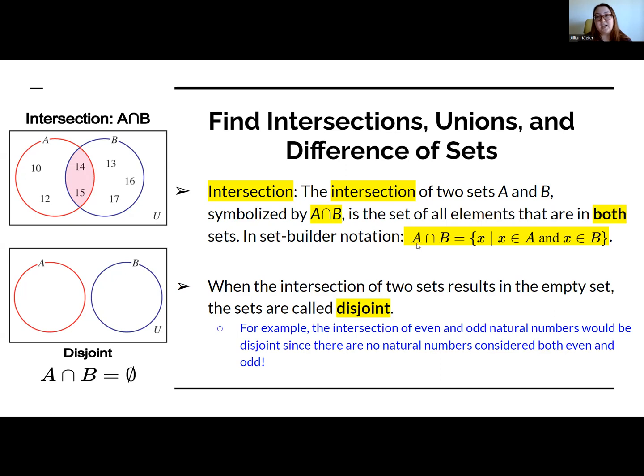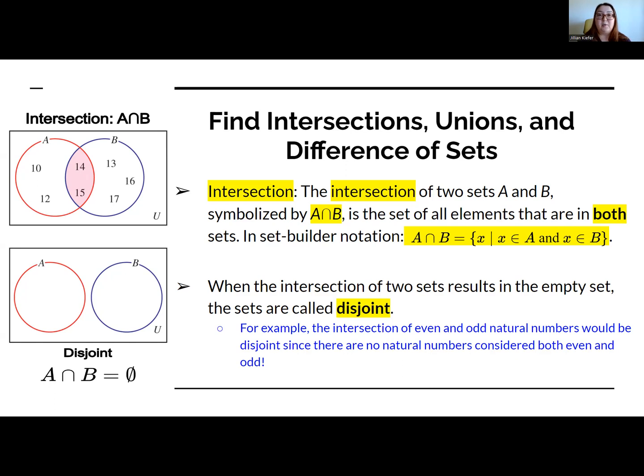It is the singular elements found in both. In set builder notation, we write this as A intersect B is equal to X, where X is in A and also in B. So it has to be both. When the intersection of two sets results in an empty set, which is possible, we call those sets disjoint. If we look at the image below, there is no overlapping section. That means they do not share any elements. That would be the empty set, the way we write no elements. So they're called disjoint if they do not have any overlapping or shared elements.